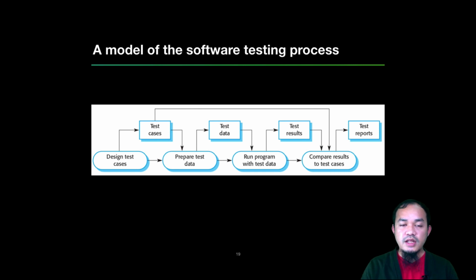What data do you want to test? Especially, we use artificial data. You can generate it by using an automatic tool such as JUnit, PHPUnit, and so on. And then we run the program with the test data, and then we compare the result to the test case, and then we report. This is the generic software testing process that we have to apply when we want to do software testing of any kind of software or program.